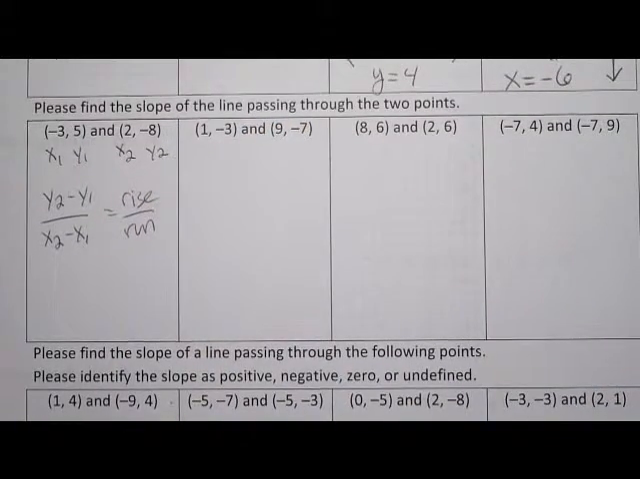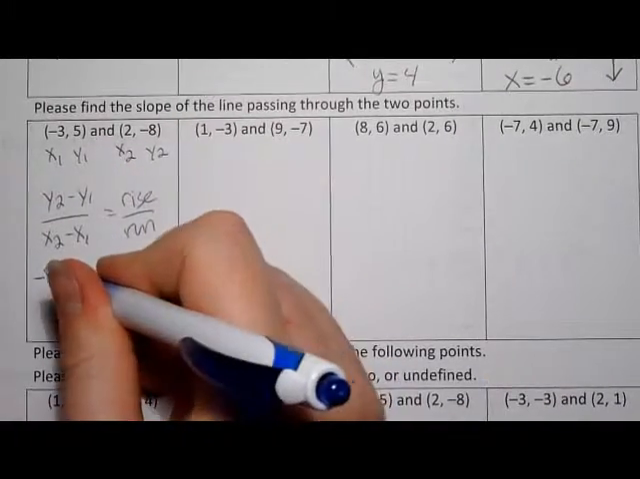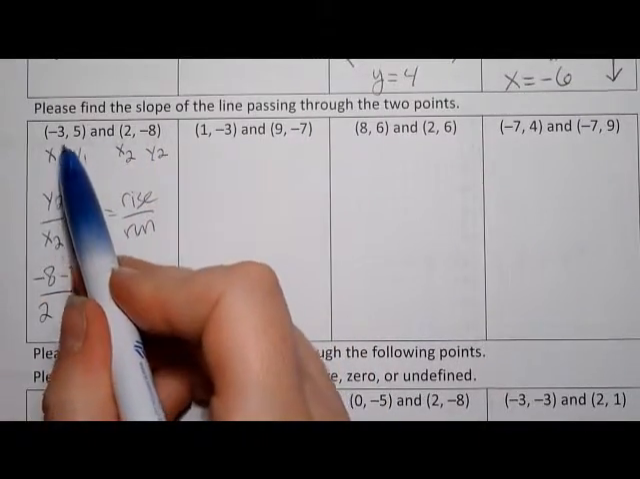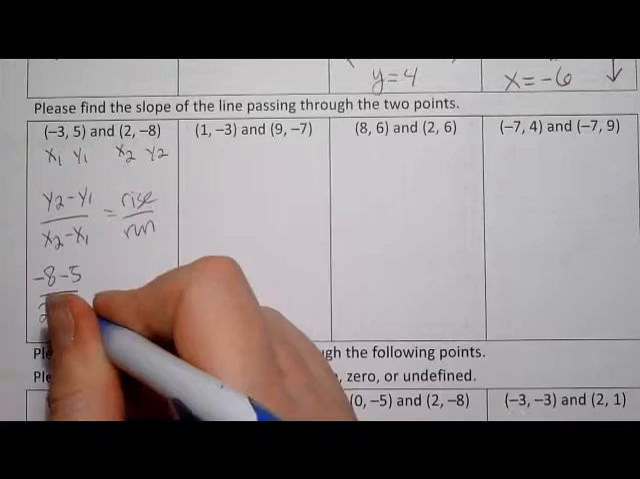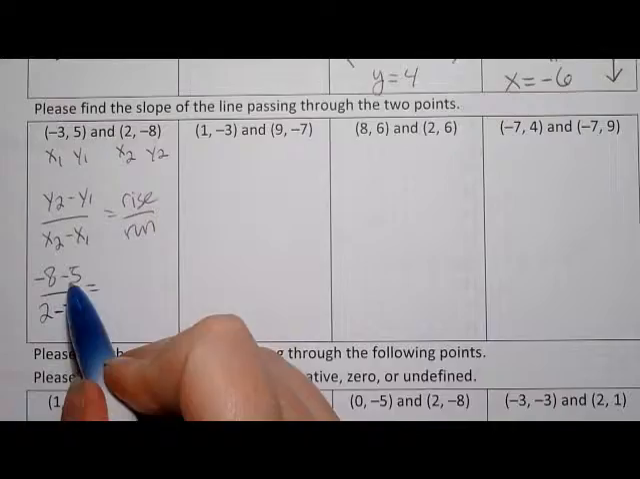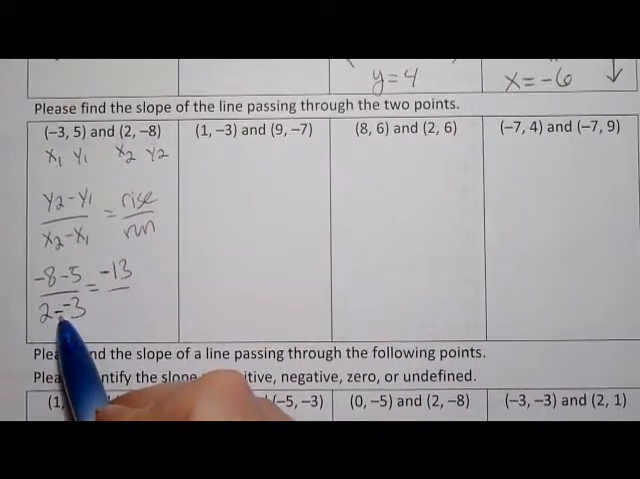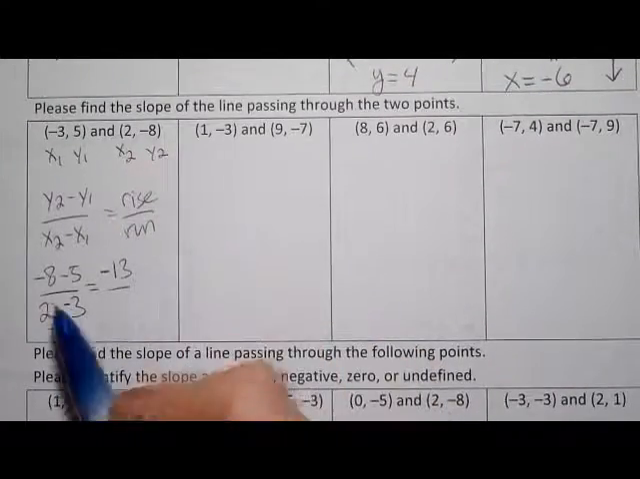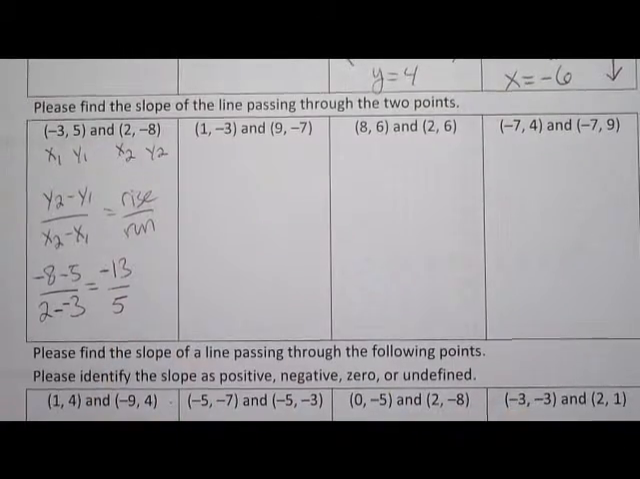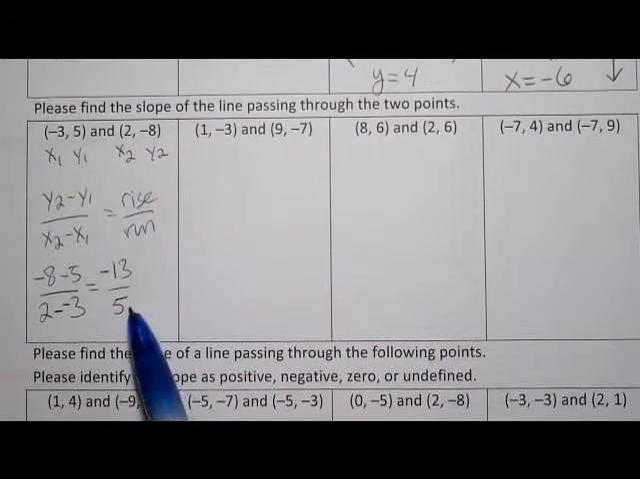And I'm going to plug in the values. y2 is -8. y1 is 5, so I subtract 5. x2 is 2. x1 is -3, so I'm going to subtract -3. Note the double negative. -8 minus 5 is -13. 2 minus -3 is 2 plus 3. 2 plus 3 is 5. So the slope of the line that passes through these two points is -13 over 5.